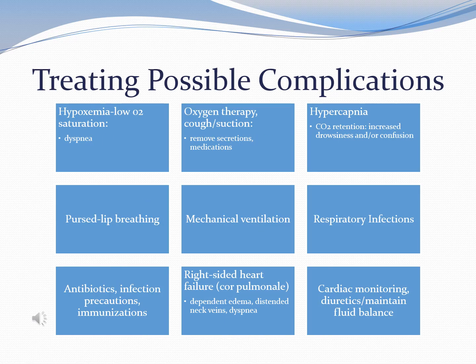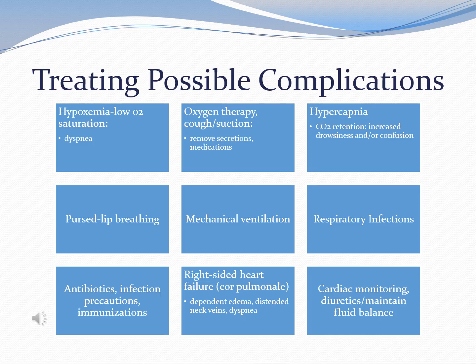Here we list a couple of terms and complications when referring to COPD patients. So hypoxemia is low oxygenation saturation in the blood. Okay, oxygen therapy, removal of secretions and medications can help improve this. Hypercapnia is CO2 retention. So when that happens, you're going to get that increased drowsiness or confusion. Pursed lip breathing and mechanical ventilation can help improve this. Although we do want to be very hesitant with COPD patients and intubation because it can be much more difficult for them to get off the ventilator than someone without COPD.